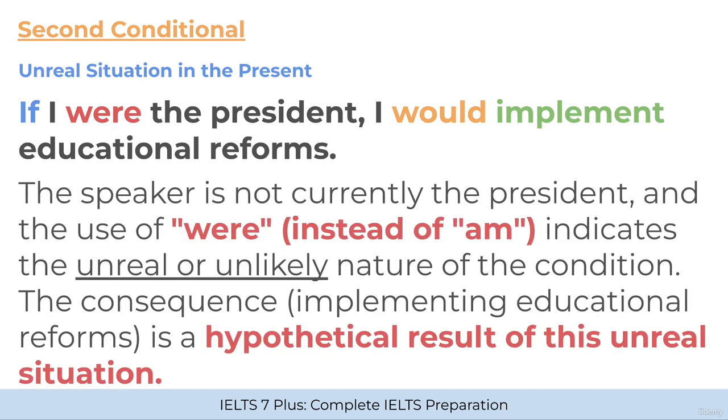So the speaker is not currently the president. That's not what we're saying here. We're using were instead of am, for example, because past simple indicates the unreal or unlikely nature of this condition. So the consequence is completely hypothetical, and implementing educational reforms for this speaker is out of the question because the condition of being president is very, very unlikely.